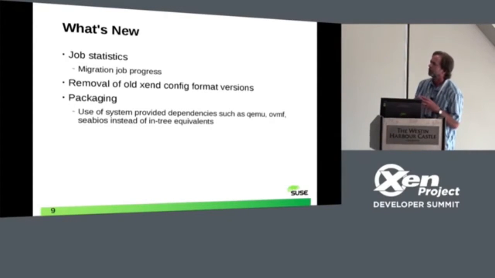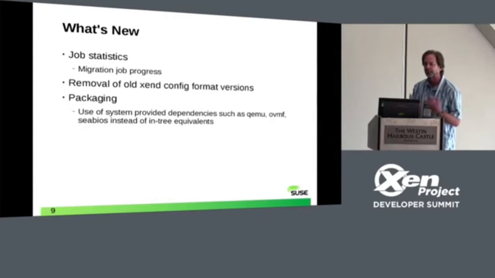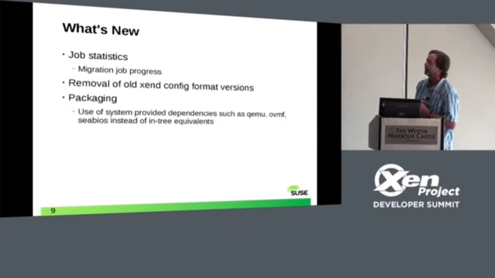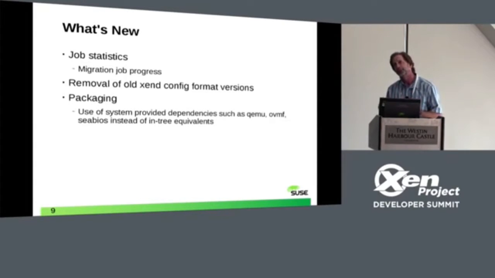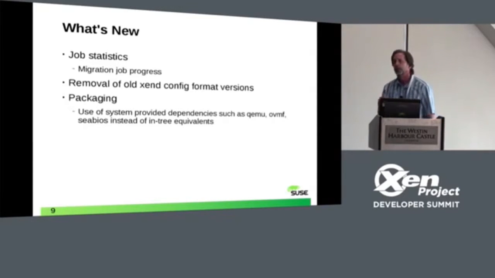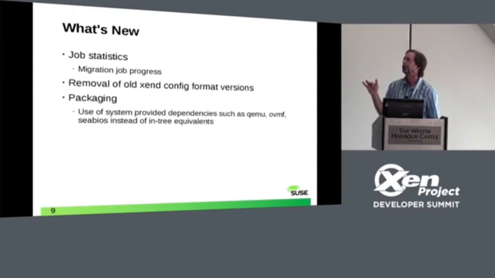Packaging, this item is really not Xen or libvirt specific. I guess that's a downstream packaging thing. George had mentioned it early on this morning about how folks want to use their QEMU, SeaBIOS and OVMF from their distro packages instead of the Xen in-tree equivalents. And most of the distros, including SUSE, have moved to this. So any of the configure options for Xen, the --with-system-qemu, seabios, and so on, any more of those that can be added to Xen, please do.